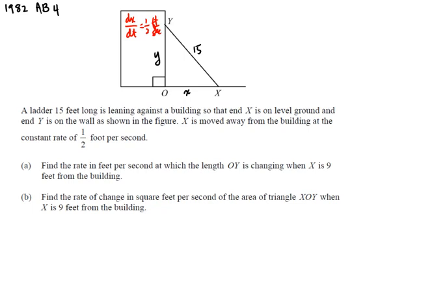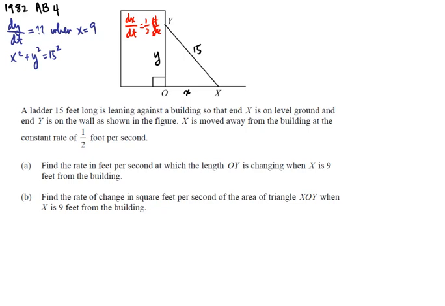Alright, so we're ready to begin. Find the rate in feet per second at which the length OY, which is little y, is changing. And so the rate at which that length is changing would just be dy/dt. We want to find that rate when x is equal to 9. So we need a formula to relate dy/dt and dx/dt, and that would simply be x squared plus y squared is 15 squared.